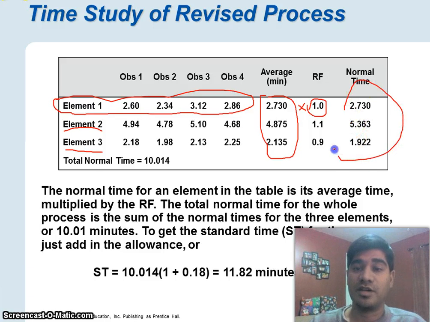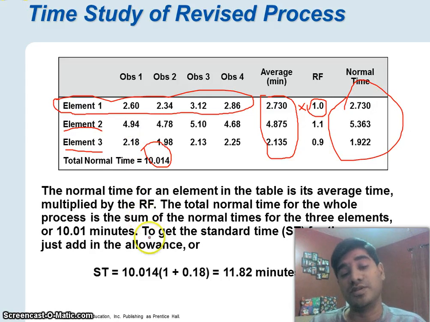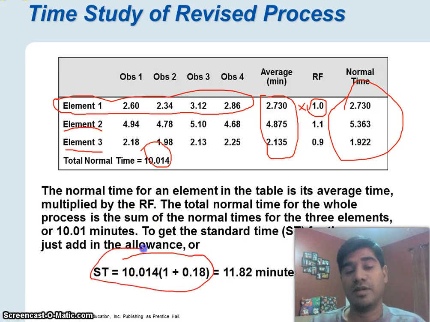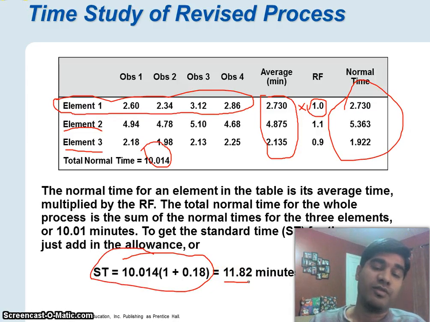The normal time is added up, and what you see here is the total of the normal time is about 10 seconds. Now this is multiplied here by 1.18 down here, and that gives you 11.82 minutes for every watch, and that is the new time standard.